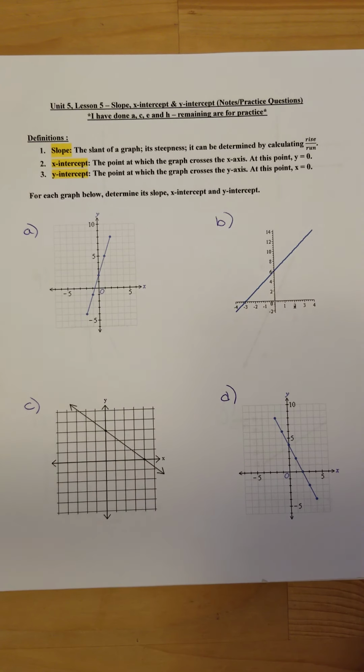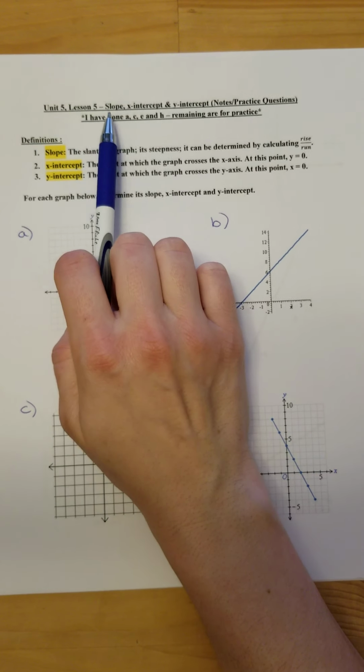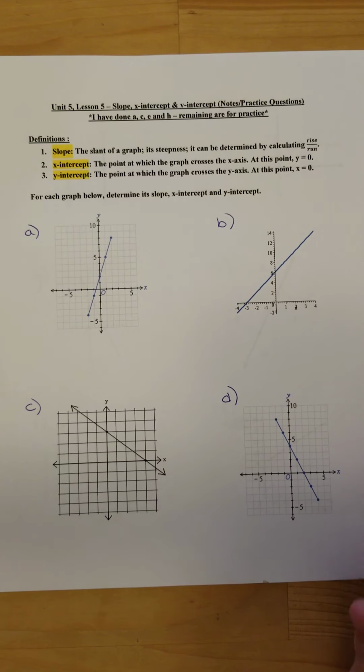And today we're going to be talking about three things. One of them you may have talked about in grade 9, slope, but the other two I think are going to be new to you, called x-intercept and y-intercept.